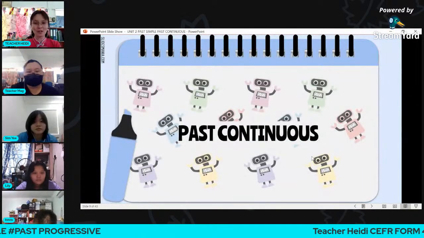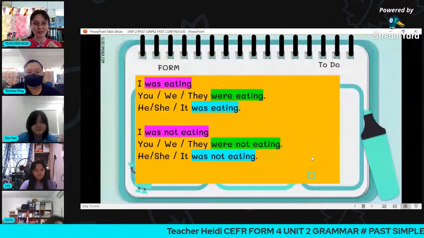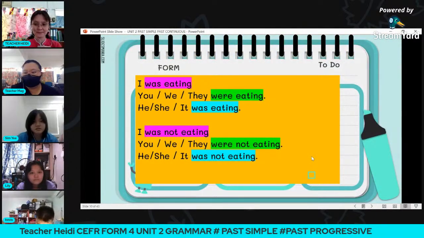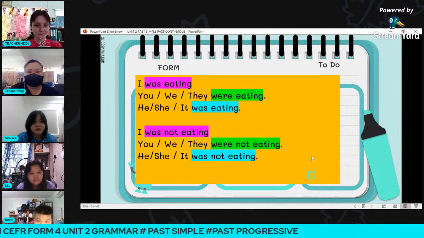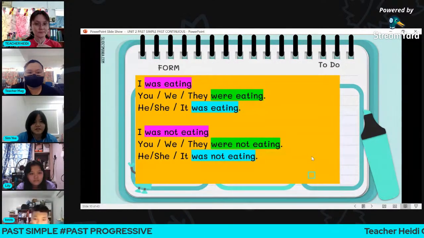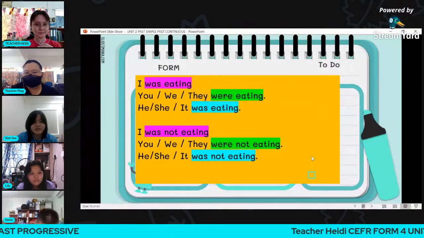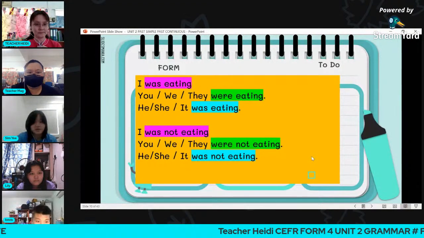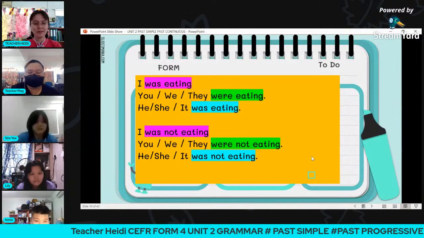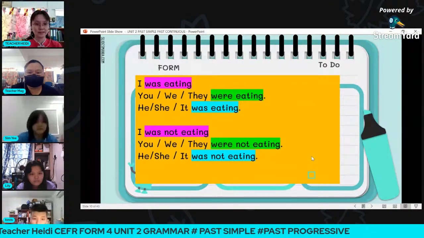Okay, now sorry, now we go to past continuous. You read past continuous. Okay, look at what is the difference. Okay, Simi, you read this. I was eating. You, we, they were eating. He, she, it was eating. He, she, it was not eating. Okay, finished. You see all the highlighted ones.